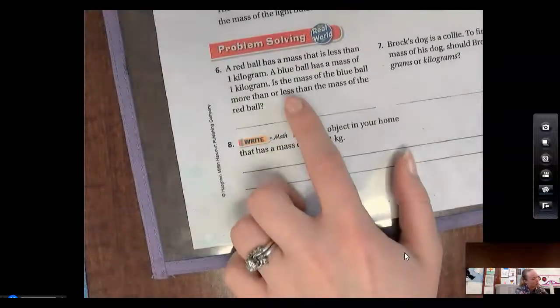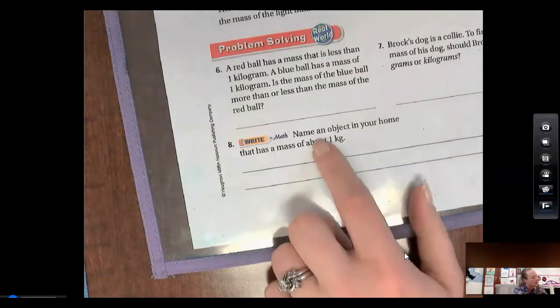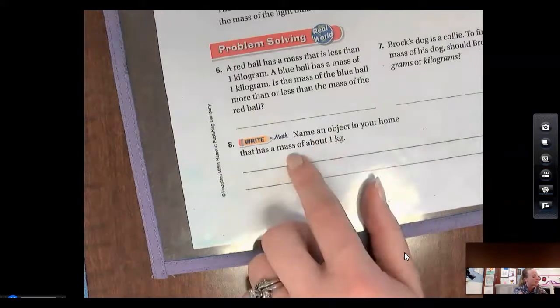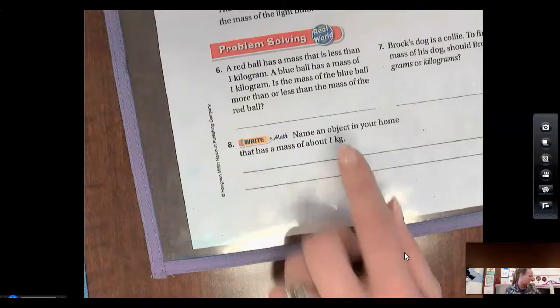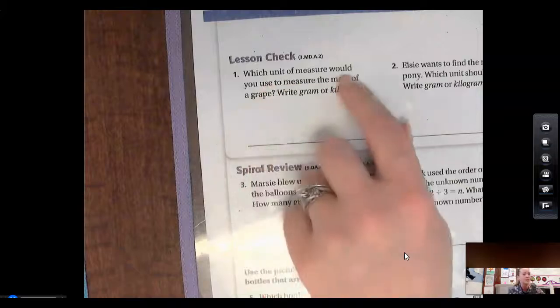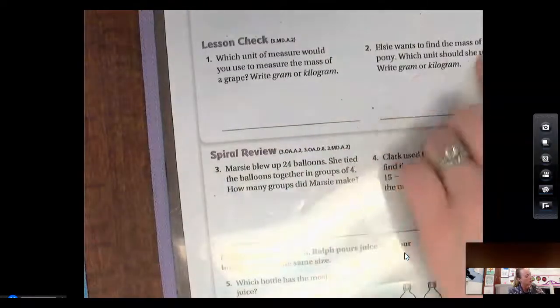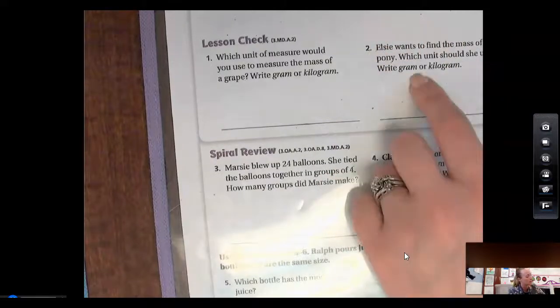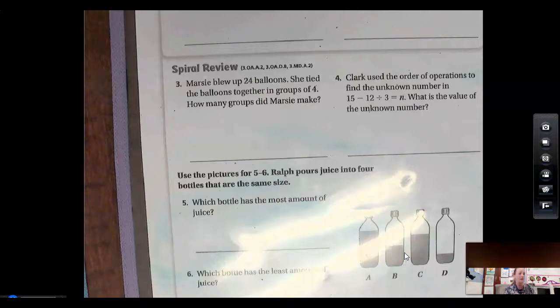All right, kiddos, you will have to read these questions and decide the right answers. You will do number 8, name an object in your home that has a mass of about 1 kilogram. So please tell me something that weighs 1 kilogram, or about the size of a book. On the back, you are to read this scenario and decide if it's gram or kilogram. On number 2, you are to read this scenario and decide if it's gram or kilogram. You will do these 2 problems, and then you will read 5 and 6 will go along with the bottles. All right, kiddos, take your time and get a great grade.